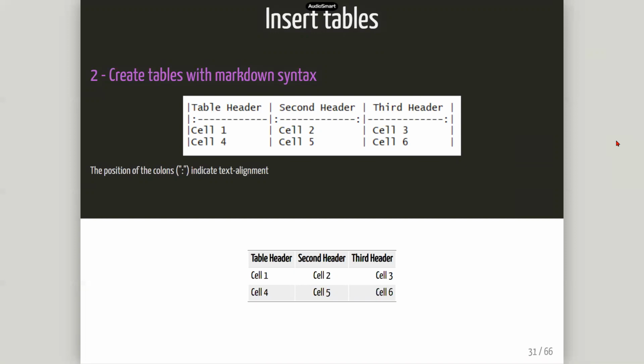Then you have your table headers, and below that you can see a colon and some hyphens. So the first column, you will see I have the colon followed by the hyphens, and that will align the text left. In the second column, I have colons on both sides, and that will center the text. And in the third column, I have the colon on the right, and that will right align the text. And you can see the corresponding output at the bottom.